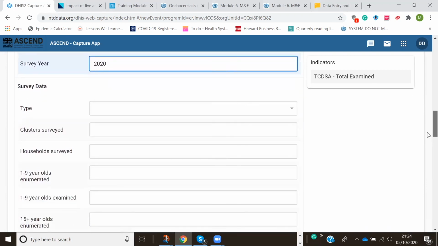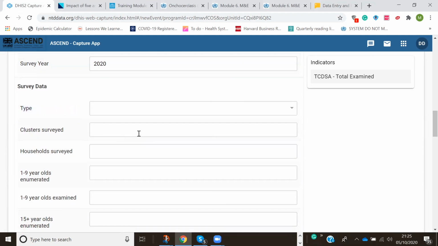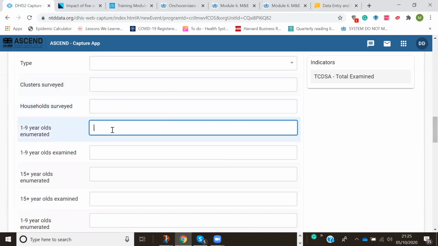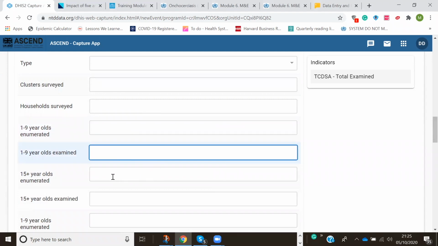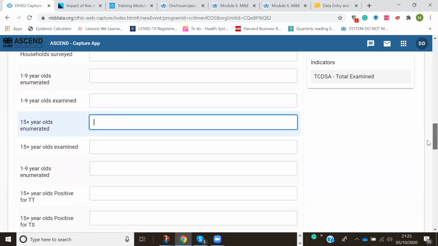Then we have to do the survey type. So here we'll talk about what is the type of survey data you are getting. Was it a mapping? Was it a remapping? Was it a TIS? Was it a TSS, TT only surgery, or trachoma rapid assessment? And then we have the cluster survey. So you have to list the number of clusters that were surveyed. Then you also have to list the number of households that were surveyed. And then amongst the age categorization, you also have to indicate the number of 1 to 9 years old that were enumerated, and the 1 to 9 years old that were examined. For the same thing, enumerated and examined, you also need to provide the same information for 15 and above.